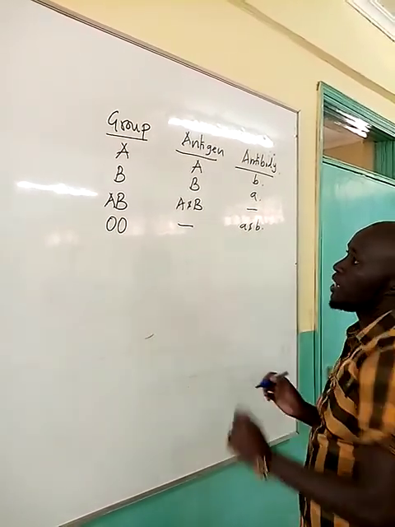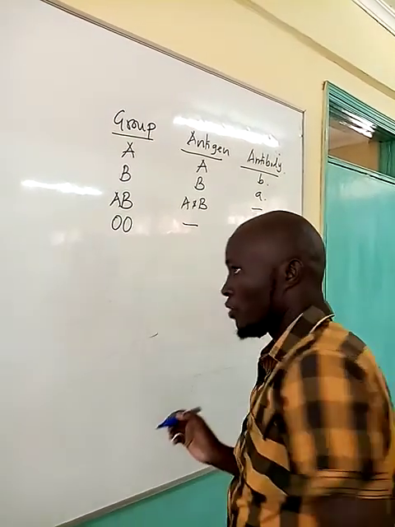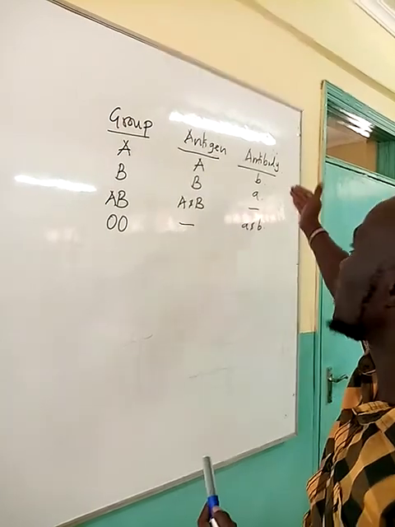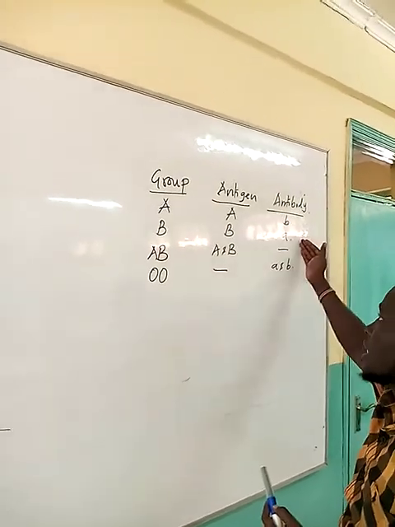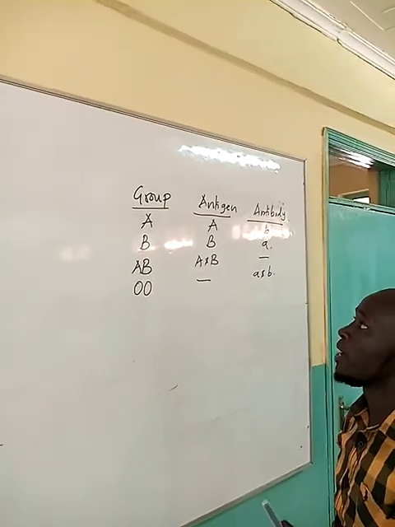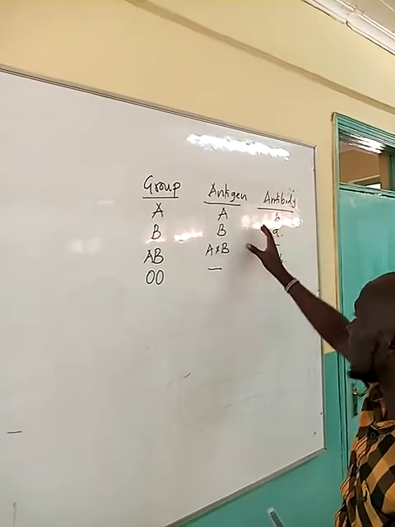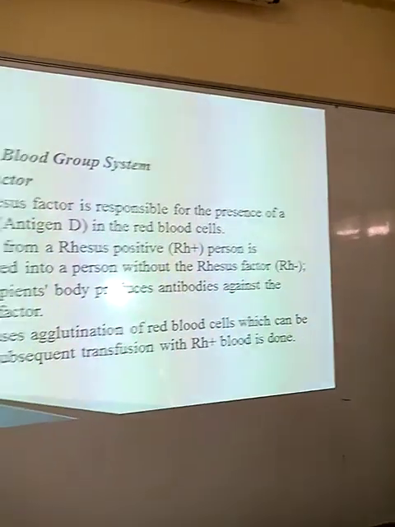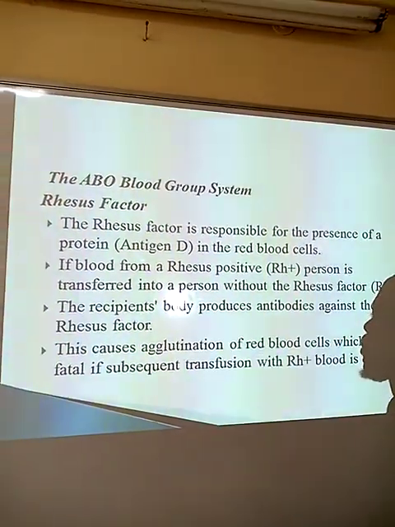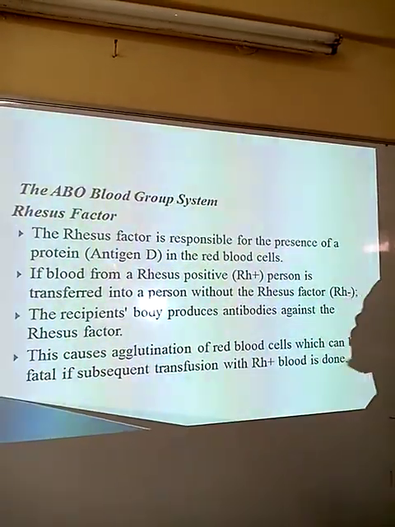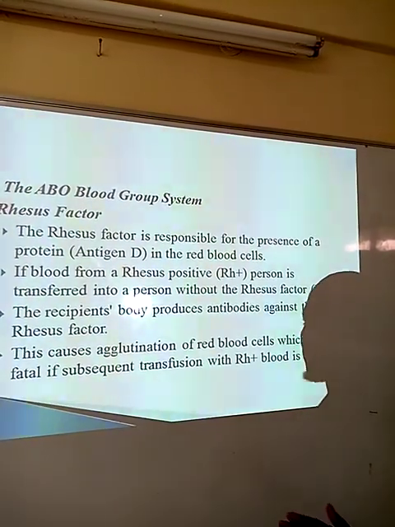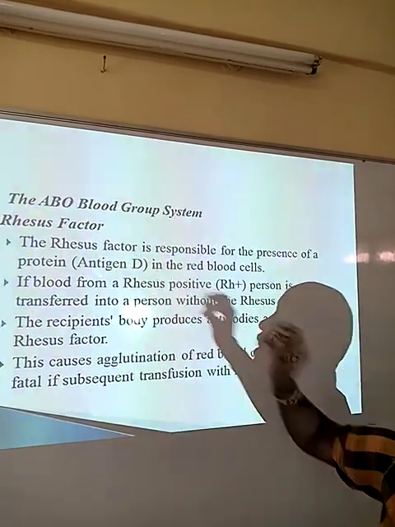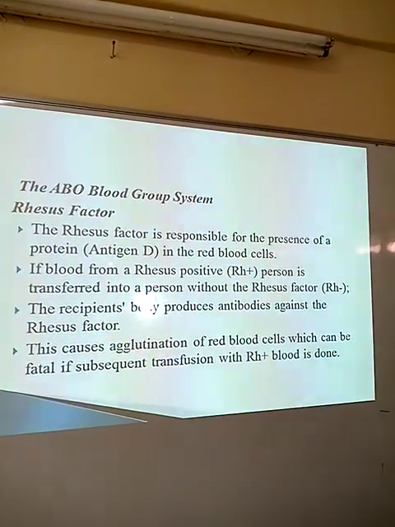So you can now see that the antigen and the antibody determine the characteristic, or rather the blood group, of an individual. Then we have what we call the rhesus factor. In addition to the antigens, we also have a rhesus factor, which is responsible for the presence of protein antigen D in the red blood cells.